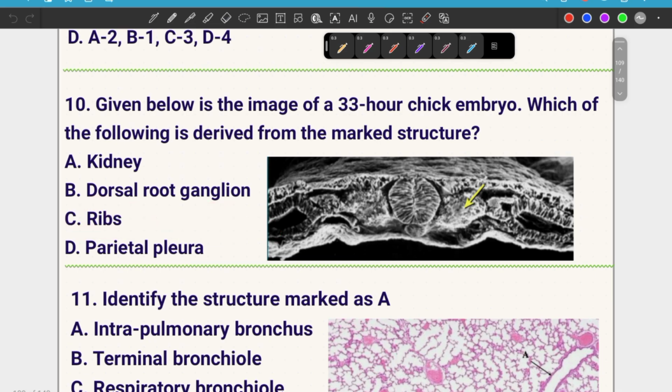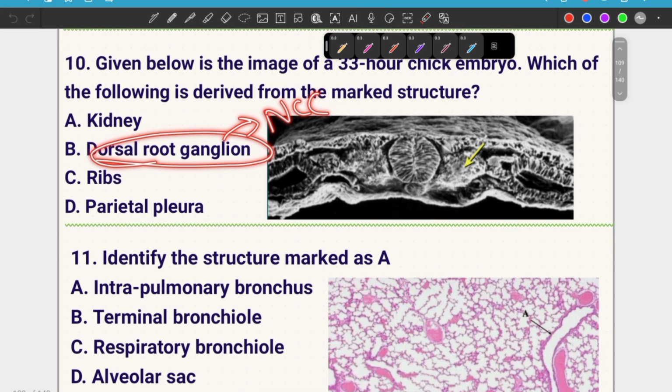Whereas kidney is formed by which one? We have learned this in our previous class. It is formed by intermediate mesoderm. Whereas pleura, everything is formed by lateral plate mesoderm. Dorsal root ganglia, all the ganglia, are derived from neural crest cells.